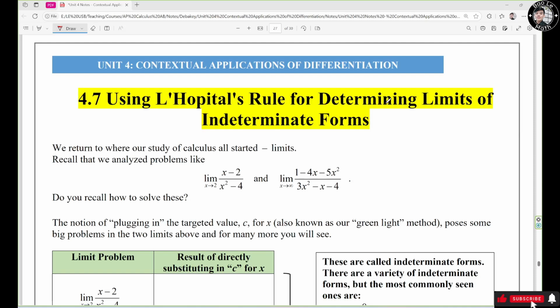Hello everyone, welcome back. In this video, we're going to explore topic 4.7, using L'Hospital's rule for determining limits of indeterminate forms. Alright, so let's take a look at two examples that we learned in chapter 1. In order to solve this one, we're going to factor the numerator and denominator, right?